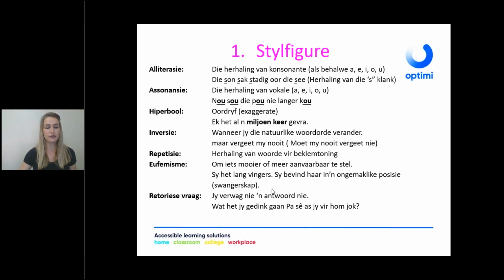Then a rhetoriese vraag. That is a question where you don't expect an answer back. Jy verwag nie 'n antwoord nie. That is like saying, wat het jy gedink gaan pa sê as jy vir hom jok? Meaning, what did you think Dad was going to do if you lied into his face? You don't really expect an answer. That is a rhetoriese vraag.